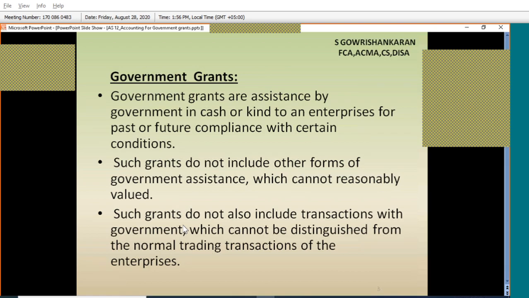If they give a discount, they will get more revenue. They will get more customers. That is maybe the objective. The intention is not giving a grant to the company. The intention is I want to sell my stock. Then I'm giving some discount. Okay? That is a normal trading transaction. That is not a grant. That is what is said here. Such things are not grants. This also you can expect in 1 mark. That is why I'm explaining each and every point.